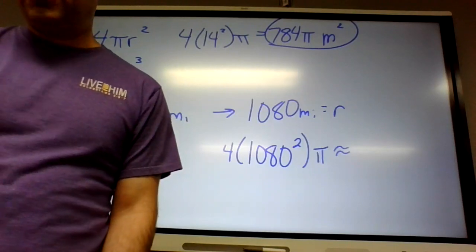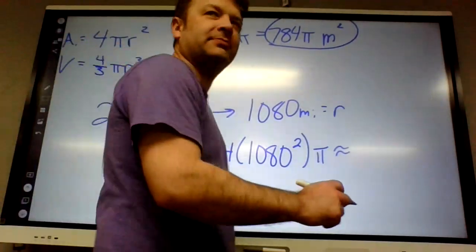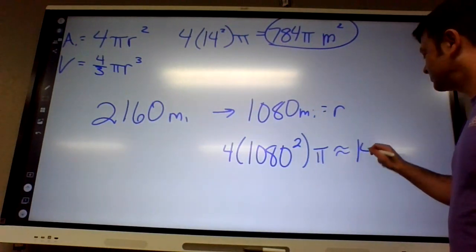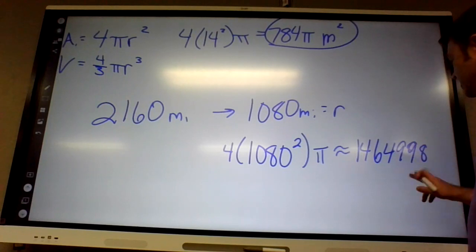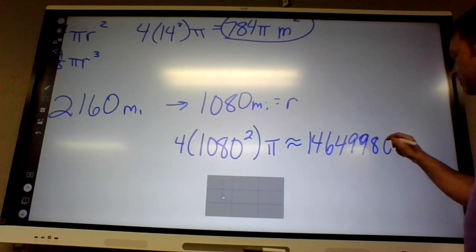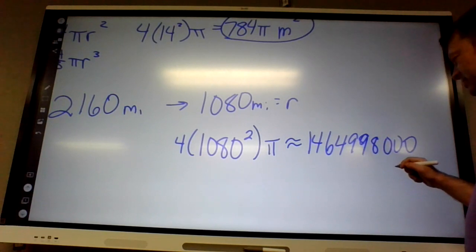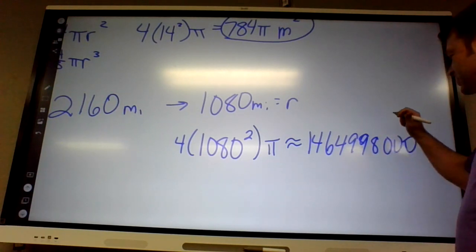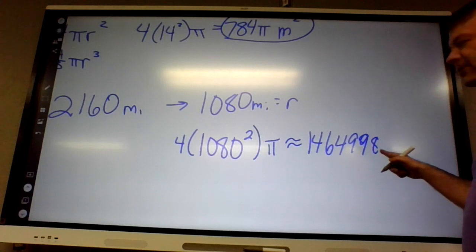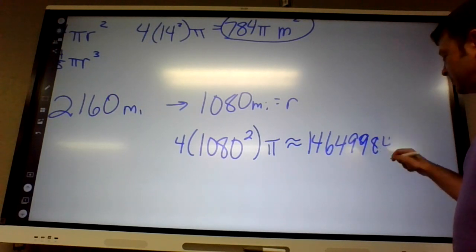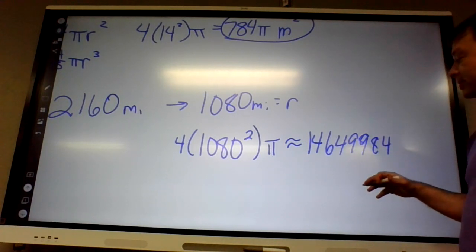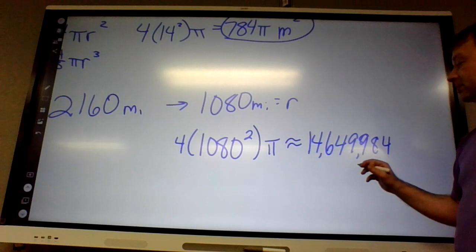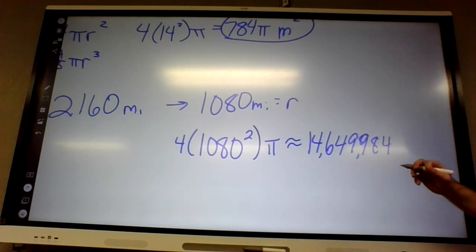Cadence, what'd you get? 1, 4, 6, 4, 9, 9, 8, 4. You're supposed to round to the thousands. Is that it? No, that's not right. There's too many zeros. What came after the 8? 4. That was it? Yeah. Okay. So we're supposed to round to the thousands place, which is what? 1, 4, 6. It would be 1,465.